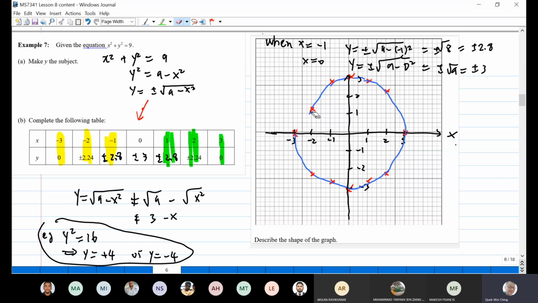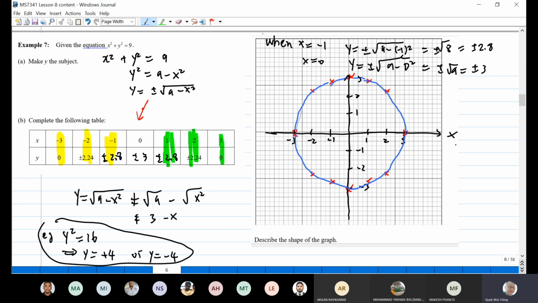So okay, so this is 2.24 here. So minus 2 is 2.24. So I made a mistake here. 2.24 is somewhere here. Okay, so I made a mistake just now. So I hope something like this is better now. Okay, so this is a circle.